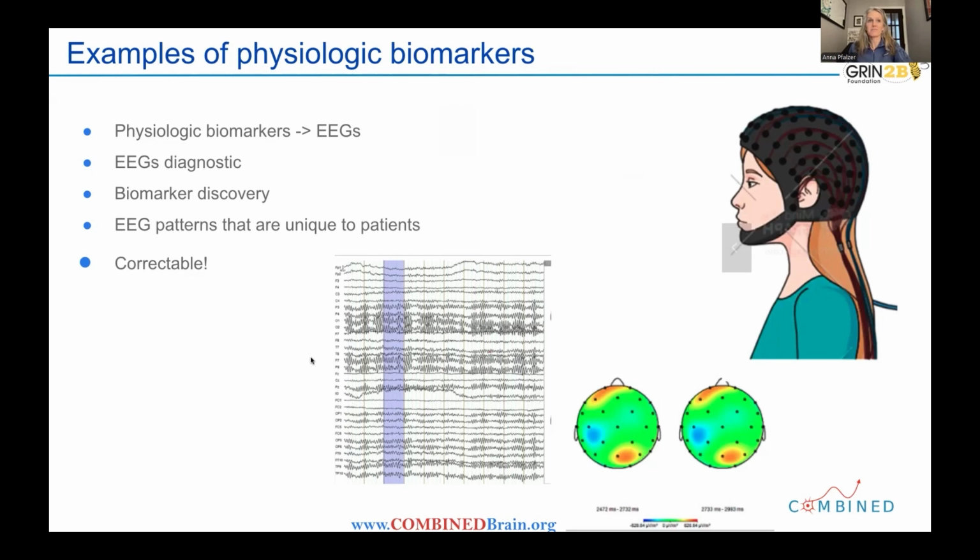Right here is a snapshot of what an EEG reading looks like. And I'm sure, again, many of you are familiar with and have seen these in your own or your family members' medical records. This is what EEG readings look like, and you can see abnormal patterns being highlighted. So these EEGs can be diagnostic. They can demonstrate when or if your child or family member is having some sort of epileptic episode. They can also be used as tools to identify biomarkers.